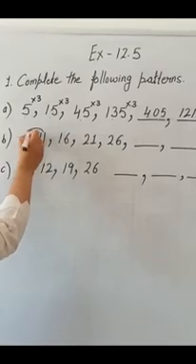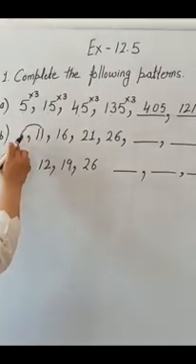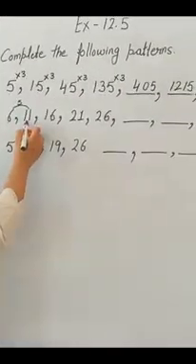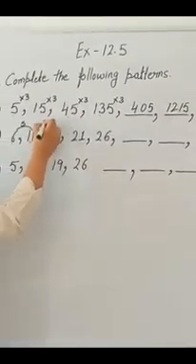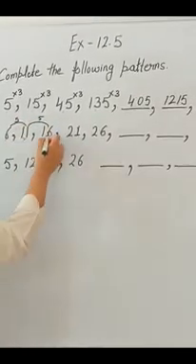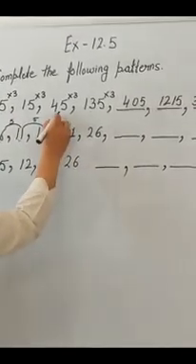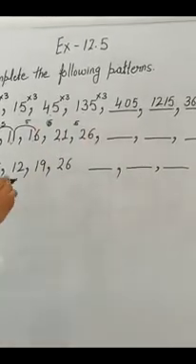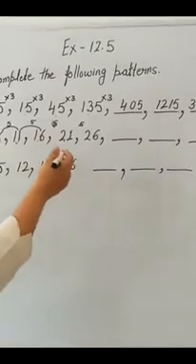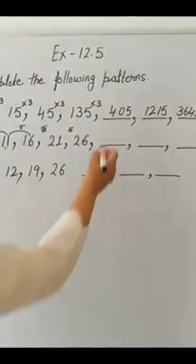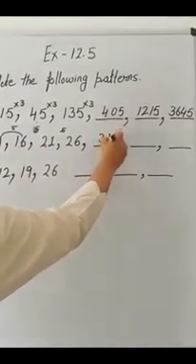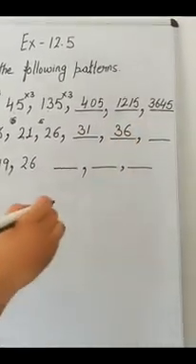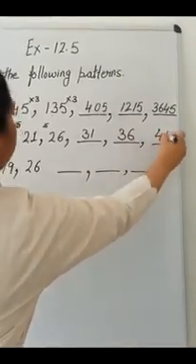When we subtract 6 from 11, then 5 will come. We subtract 11 from 16, then also 5 is there. 16 from 21, then also 5 is there. 21 from 26, then also 5 is there. It means we will add 5 in this series. So 26 plus 5 is 31, 31 plus 5 is 36, 36 plus 5 is 41.